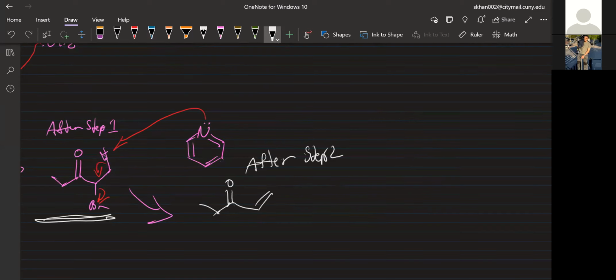Because we have a good leaving group, and we have protons that are slightly acidic next to it, the base can come in and take those, and it's going to want to form an alkene there. So this is called an alpha, sorry, this is alpha, this is beta. So this is called an alpha beta unsaturated ketone. That's how you describe this kind of product here.